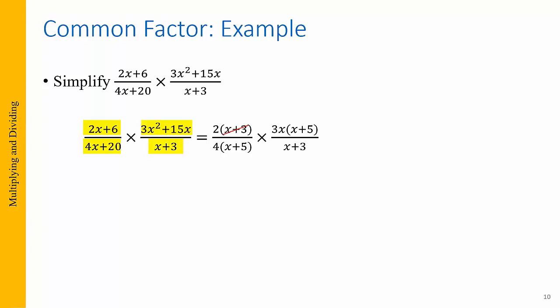Now we can try cancelling down any common terms. x plus 3 can cancel down, they're common, and x plus 5 can cancel down as well. We can also cancel 2 and 4, and that leaves us with 3x in the numerator and 2 in the denominator.